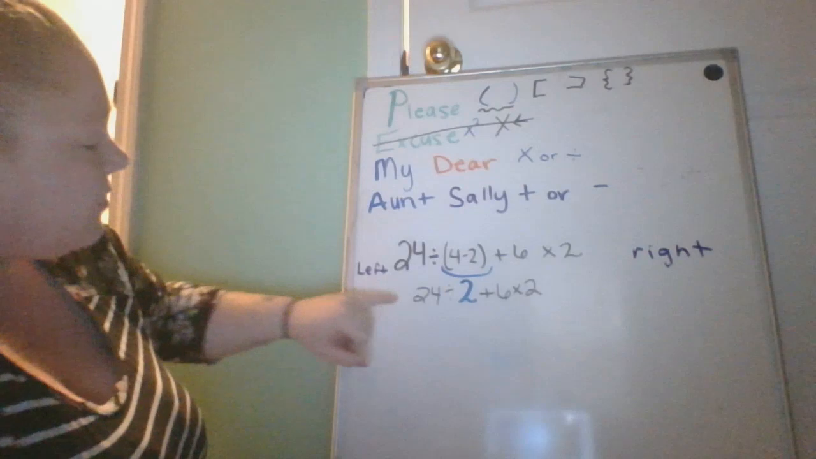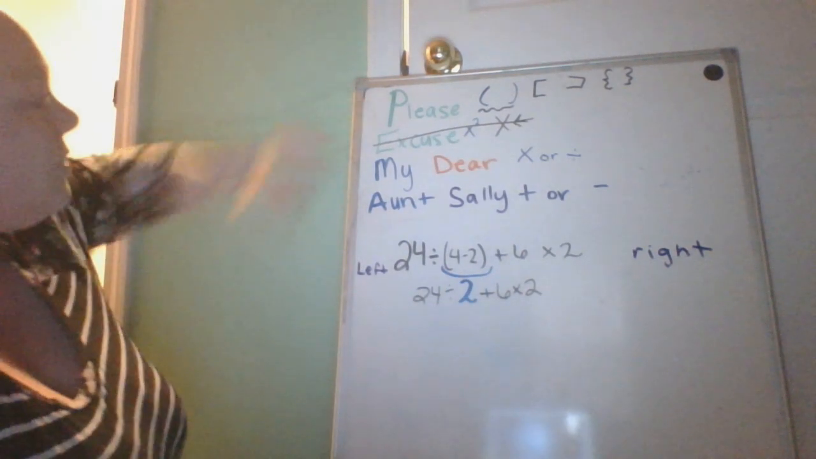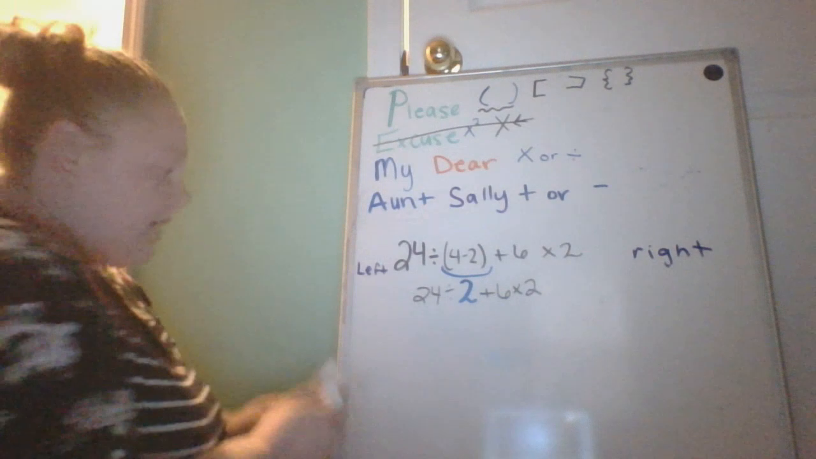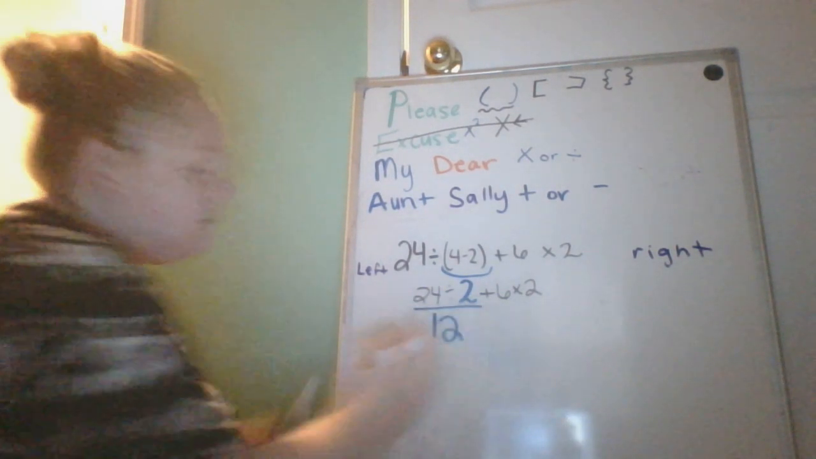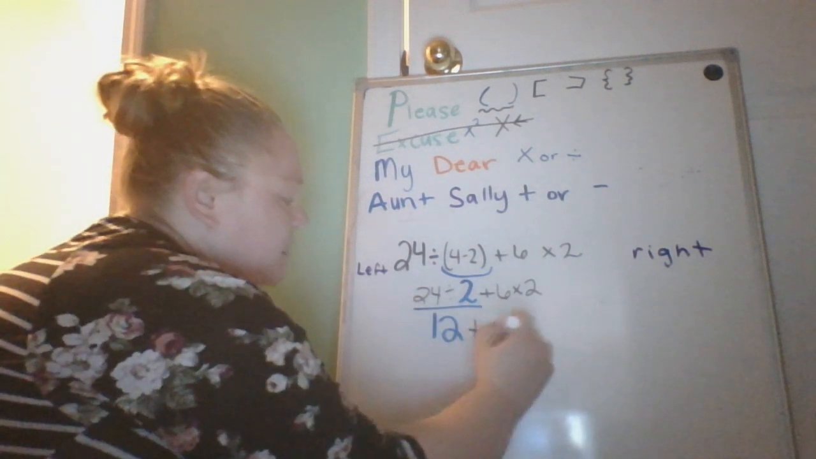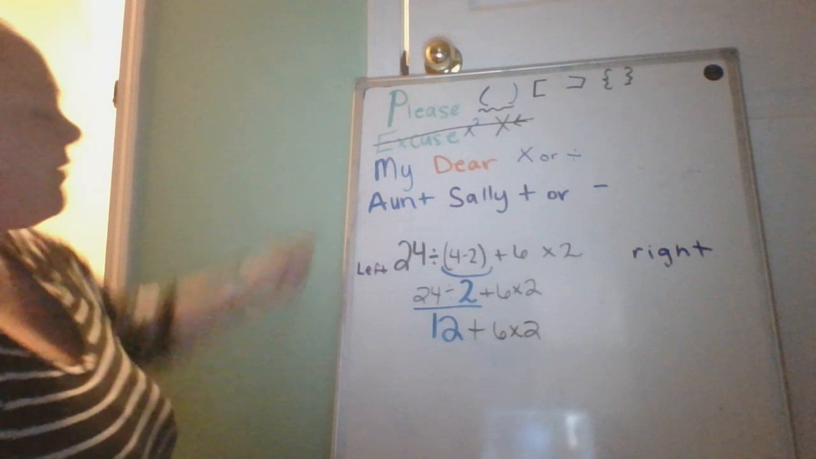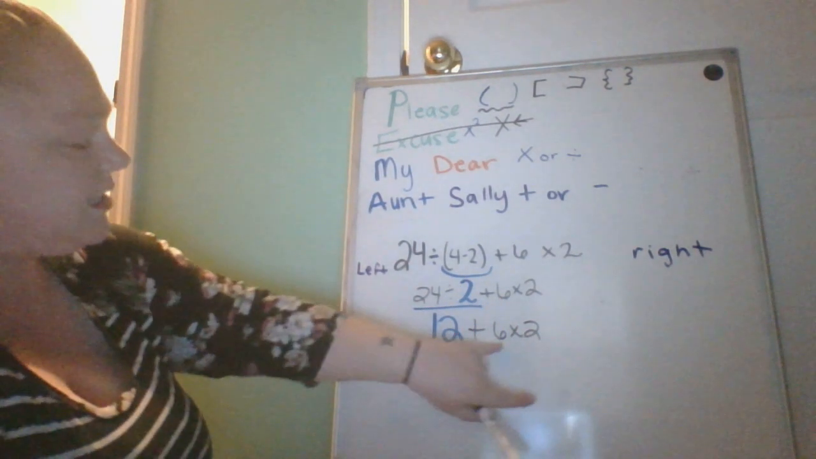Okay, so 24 divided by 2 plus 6 times 2. No more grouping symbols. I'm looking for multiplication or division, and I see 24 divided by 2. That's going to be 12. And then I'm going to bring down my plus 6 times 2. And now I'm following my order of operations, still looking for multiplication or division. 12 plus 6 times 2.